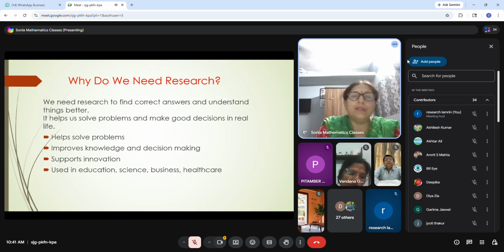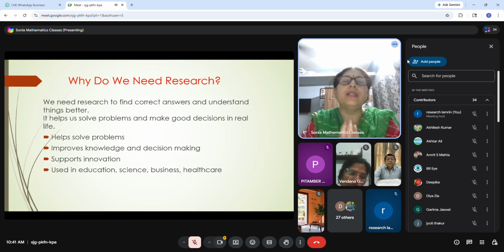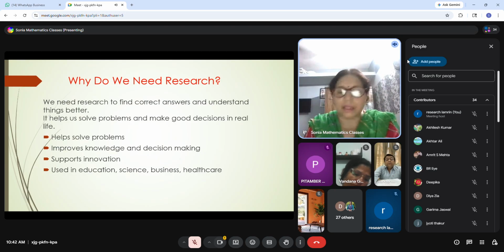So why do we need research? We need research to find correct answers and understand things better. It helps us to solve problems and make good decisions in real life. It helps to solve problems, improve knowledge and decision making. It supports innovation. It is used in education, science, business, healthcare, etc. हर जगह research.